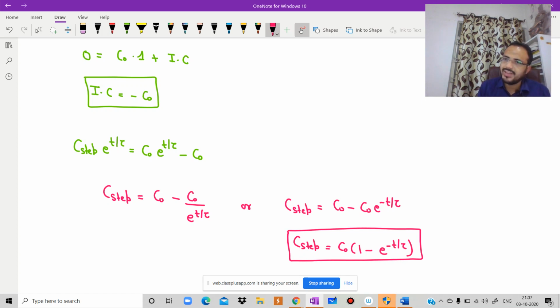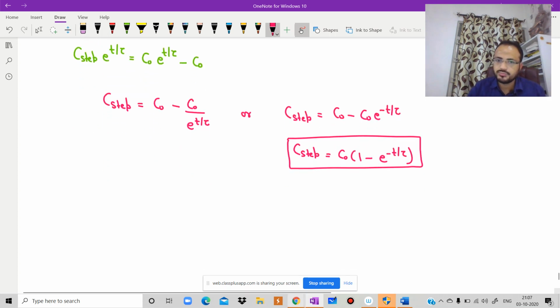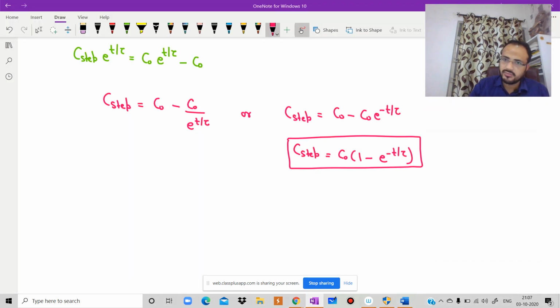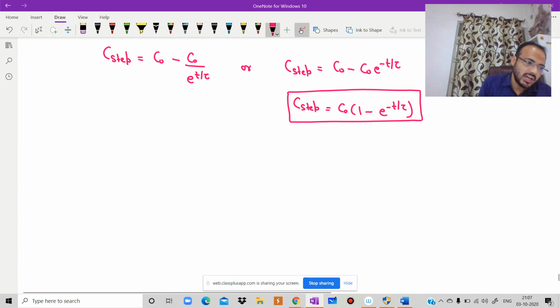I hope up to this point there should be no doubt. Yes or no? Is there any rocket science? There is no rocket science, simple. But the rocket science is that you did not study this. Very good. Now we need to calculate.